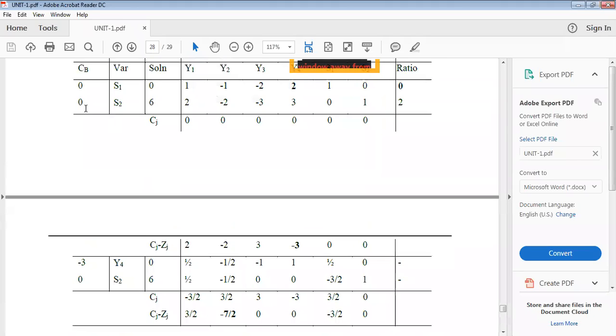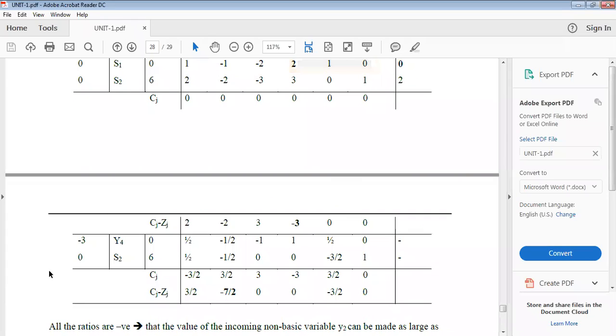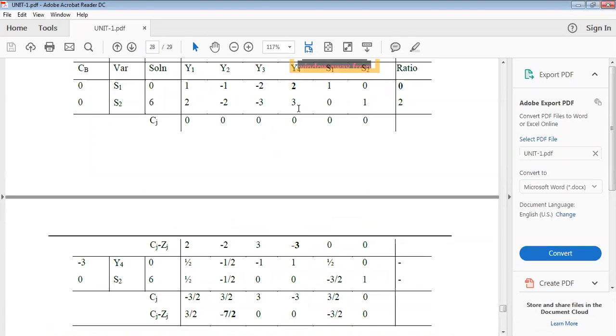The 0 and 2 will be as usual. To make the pivot 1, divide by 2, so we get 0, 1 by 2, minus 1 by 2, and 2 by 2, which is 1. With respect to this new R1, you have to deduce the new R2. New R2 is equal to old R2, where old R2 means this row.